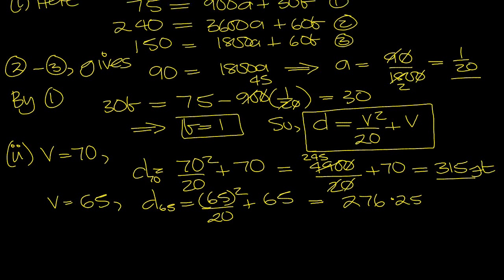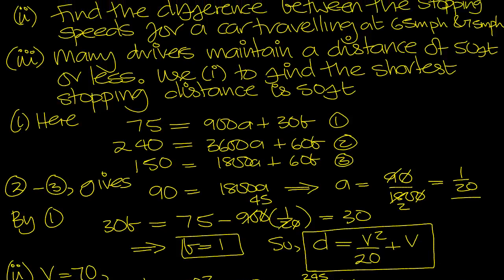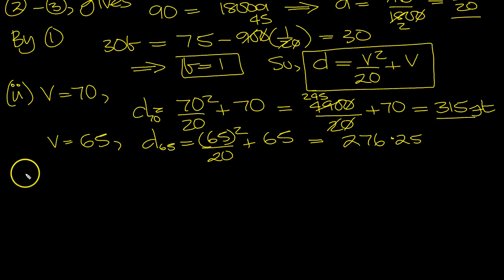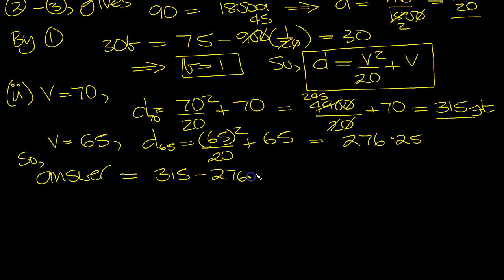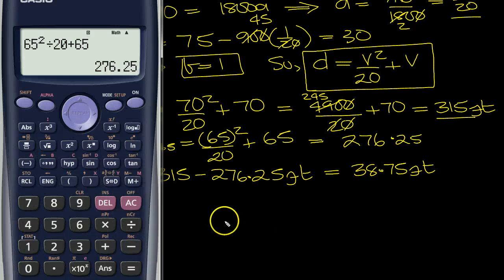So the difference then, because we're working out the difference between the stopping distances at these, so answer then is equal to this distance, 315, take away 276.25 feet. 315 take 276, let's just say 277, 23, 30, 38, I think it is. 38.75 feet. And let's just tap that in the calculator. 315, just to double check.